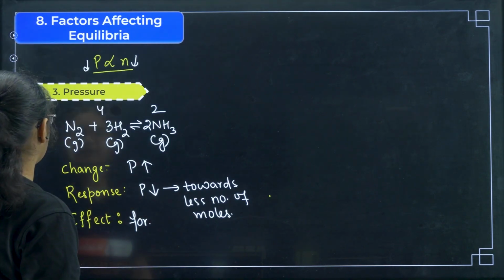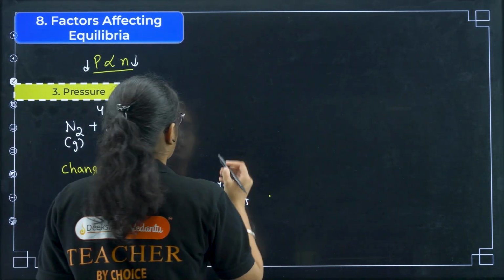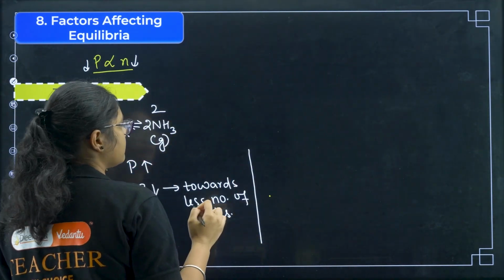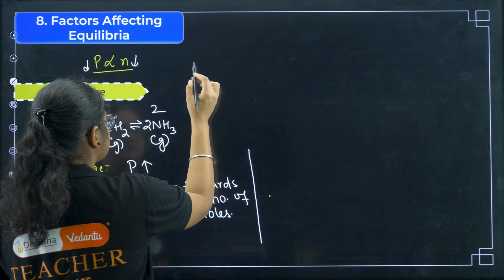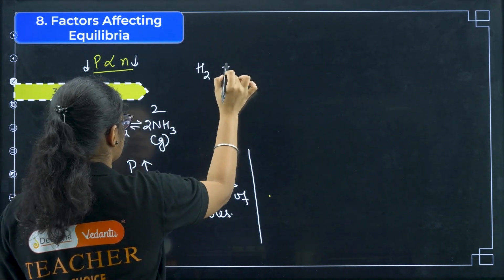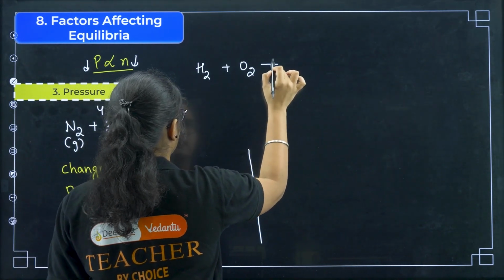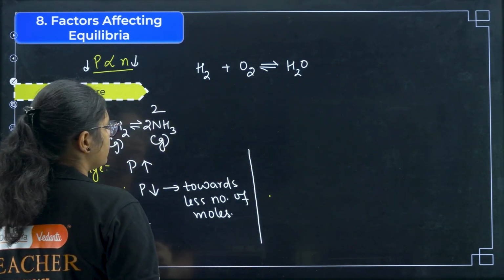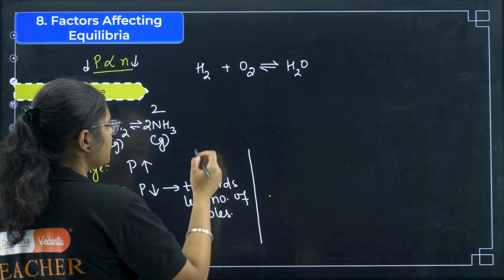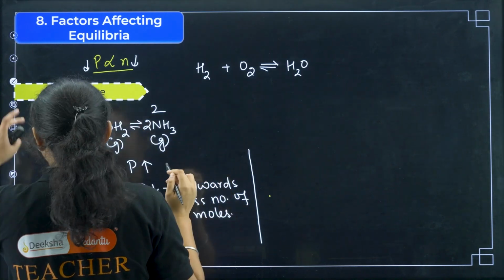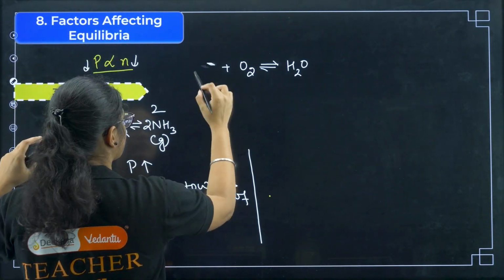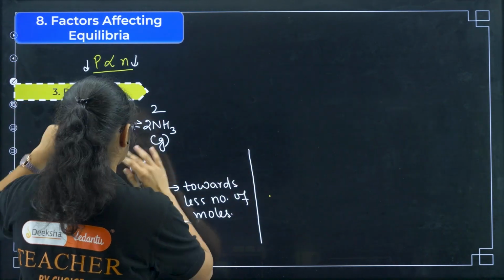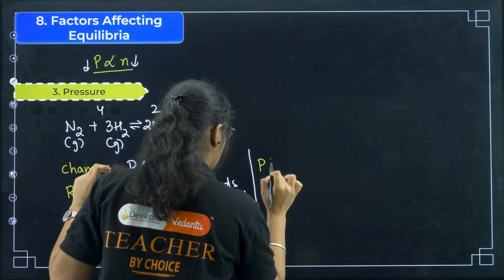Now suppose I take another example. Let us consider one more example, that is H2 plus O2 giving you H2O. This reaction we cannot consider because water is not produced in the gaseous state, so let us take this particular example only. But now I am decreasing the pressure.